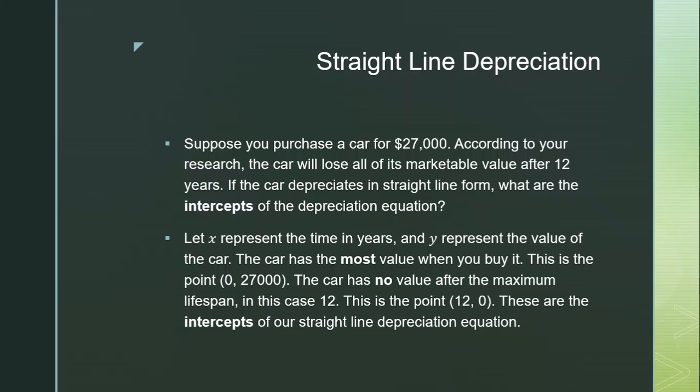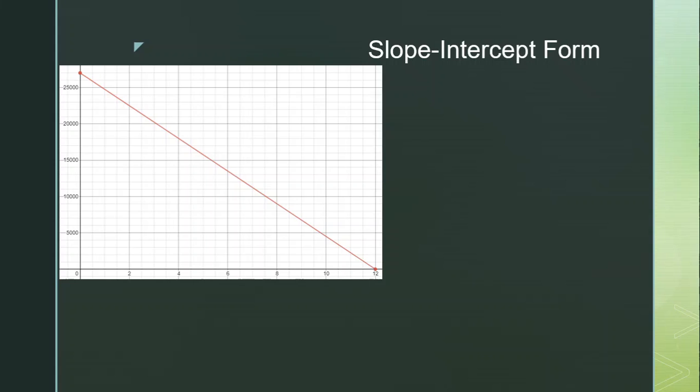And with those intercepts, we can actually graph a line. And that's what this line would look like. Over here, we've got the point (0, 27,000). And over here, we've got the point (12, 0). So over the course of the life of our car, the value is going down. As we drive it more, as it gets older, the value just keeps going down.